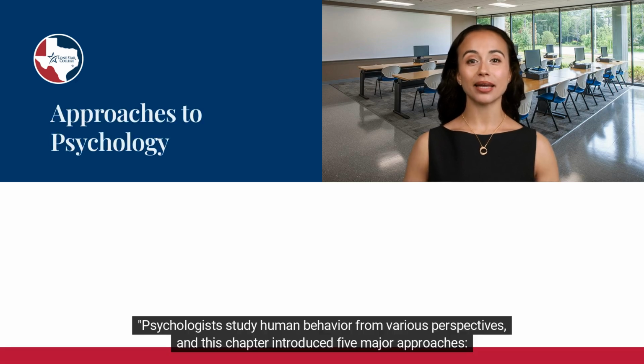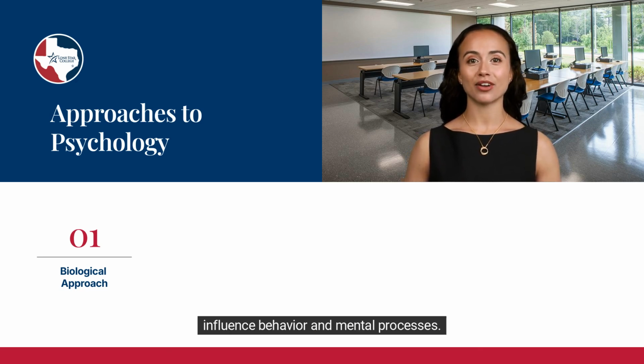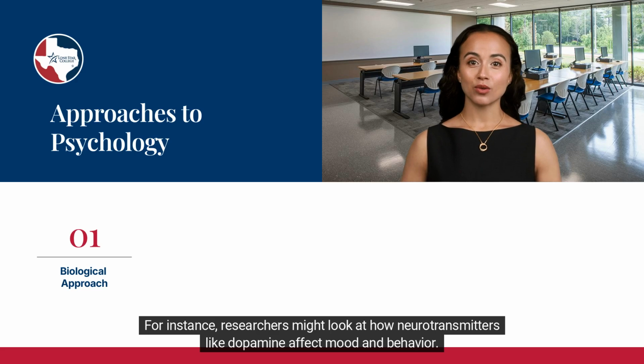Psychologists study human behavior from various perspectives, and this chapter introduced 5 major approaches. Biological approach. This perspective focuses on the physical structures and biological mechanisms that influence behavior and mental processes. It emphasizes the brain, nervous system, and genetics. For instance, researchers might look at how neurotransmitters like dopamine affect mood and behavior.